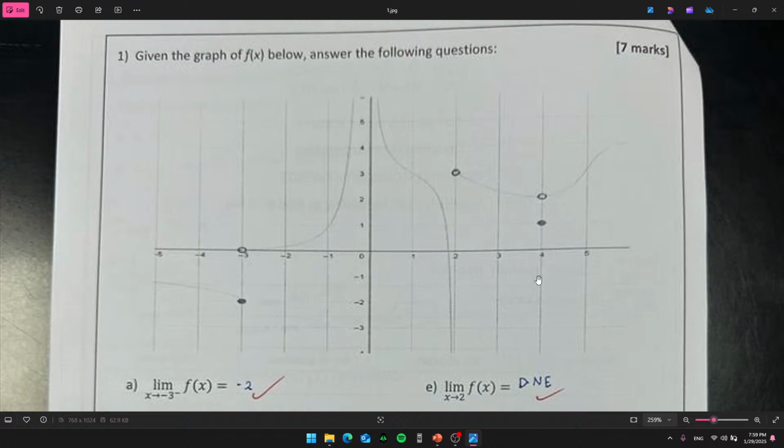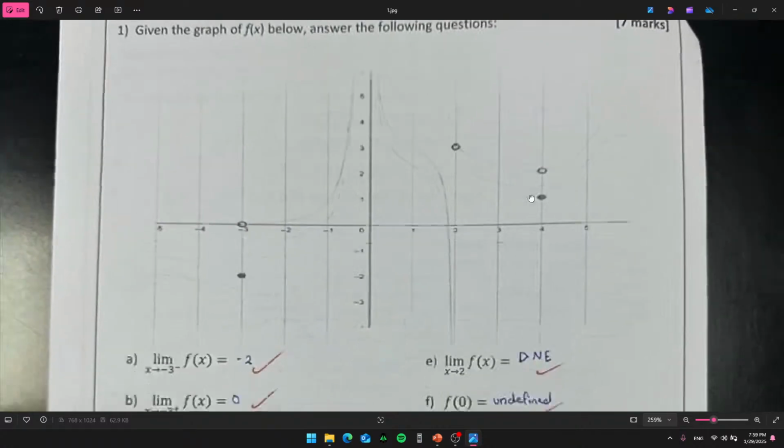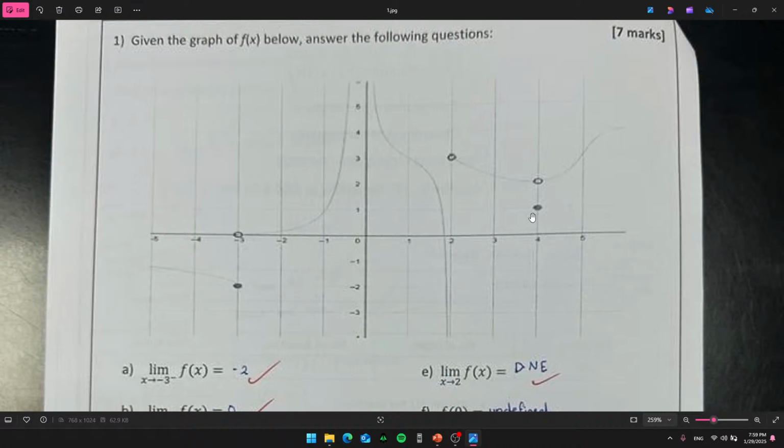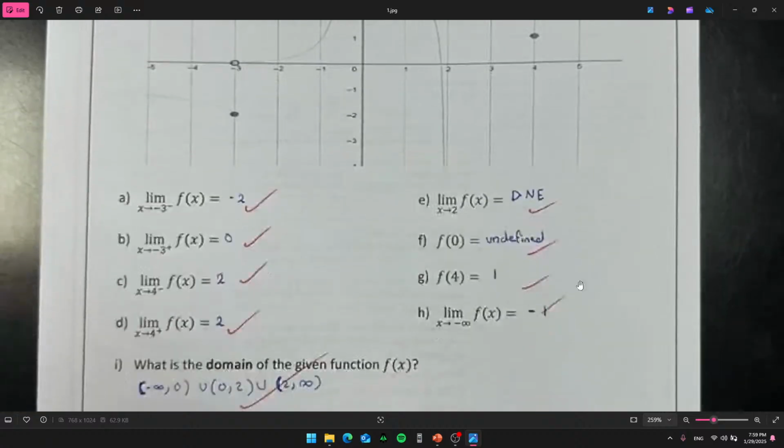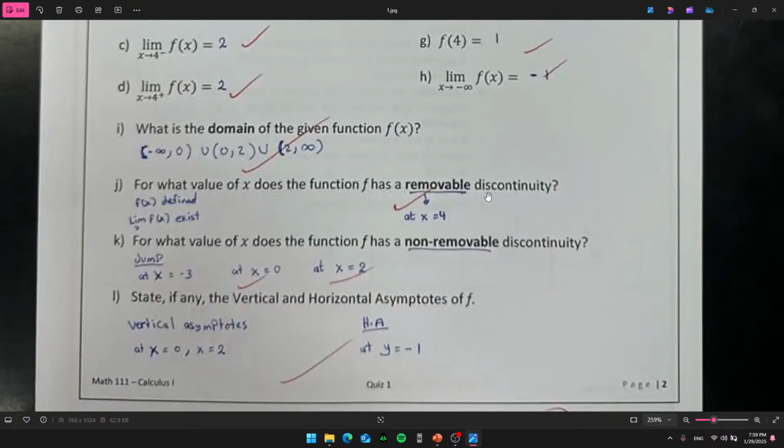Let's see at x equal 4. It's the same case that I previously showed you. We have a hole and a defined value at x equal 4 with the y value of 1. So this is definitely a form of removable discontinuity. I can remove the discontinuity by moving this value to fill this gap here. Yep, removable discontinuity at x equal 4.